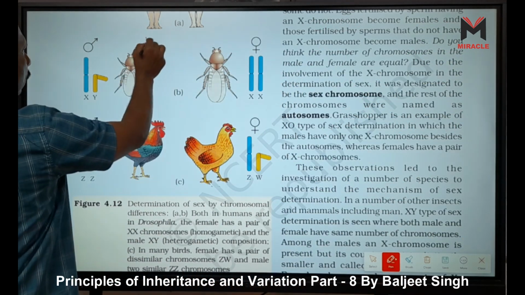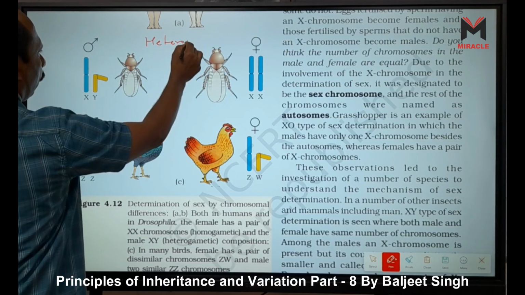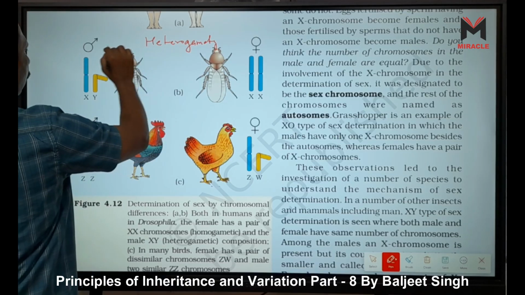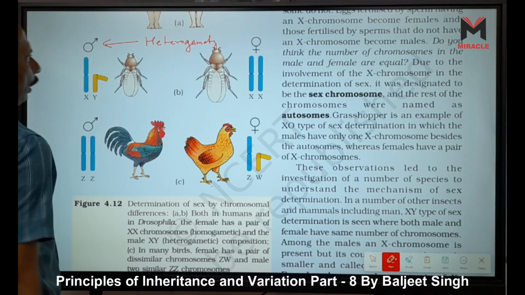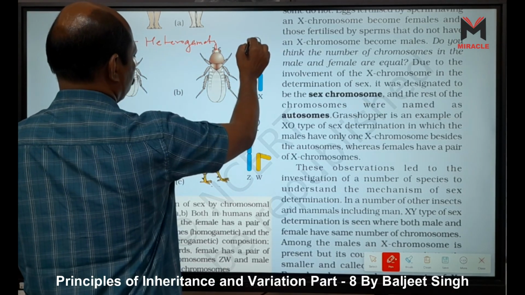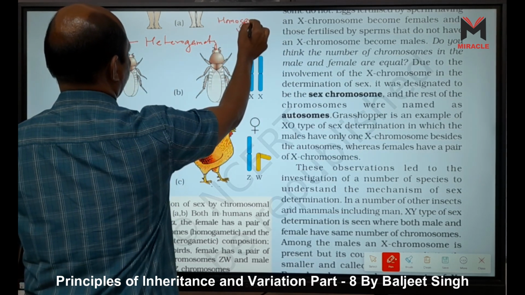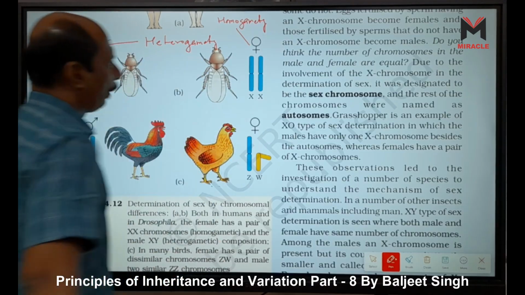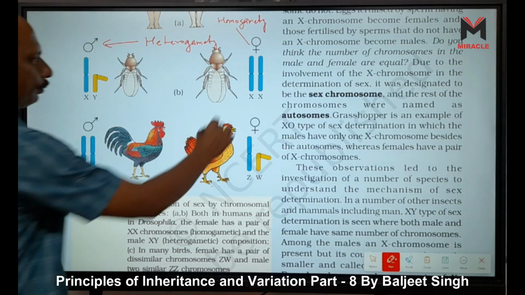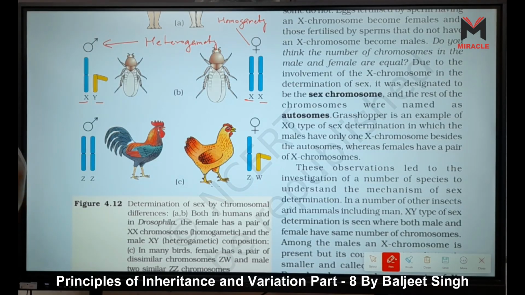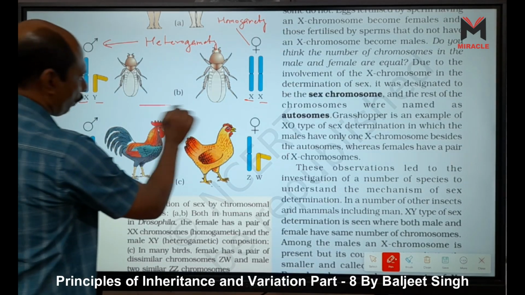These both show heterogamity in the case of male, and the female shows homogamity, where the same chromosomes are there. Here two different chromosomes are there. These are two types of species. The second one is also Drosophila, right?